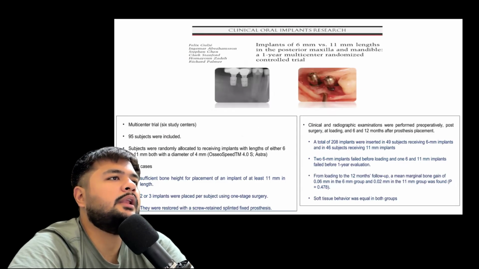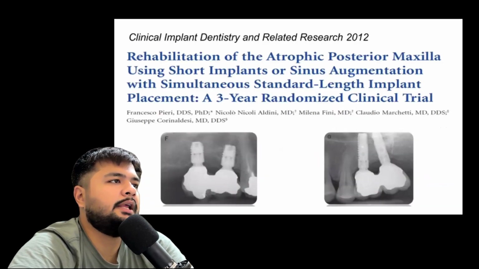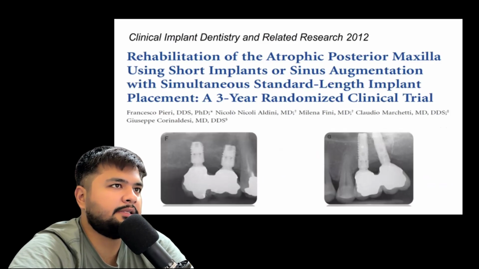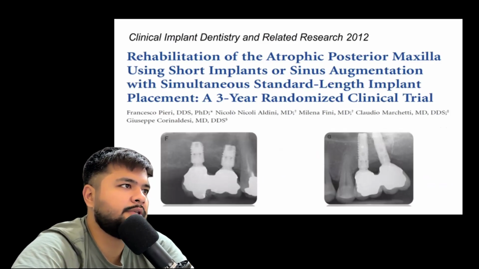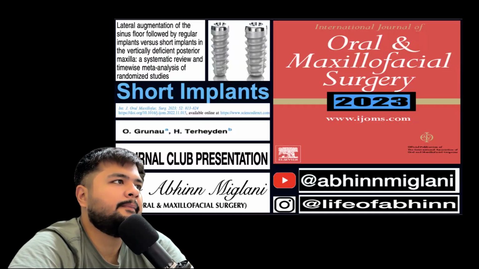Then coming to the Clinical Oral Implants Research journal, an article of 6 versus 11 mm implants by Gulje et al. You can pause this video and read this. Then coming to Clinical Implant Dentistry and Related Research 2012, Rehabilitation of the atrophic posterior maxilla using short implants or sinus augmentation with simultaneous standard length implant placement, a 3-year randomized clinical trial. You can read this article.